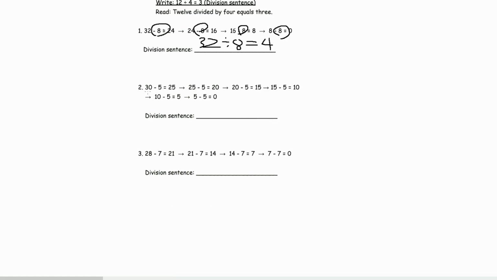Number 2, we start off with 30 divided by, we're subtracting by 5, 1 5, 2 5s, 3 5s, 4 5s, 5 5s, and 6 5s. So 30 divided by 5 equals, or that's 1, 2, 3, 4, 5, that's 6. Sorry guys. So that would be 6 5s. And number 3, we're starting off with 28. 28 divided by, what are we subtracting by? 7. So we have 1, 2, 3, 4 7s. So that would be 4.